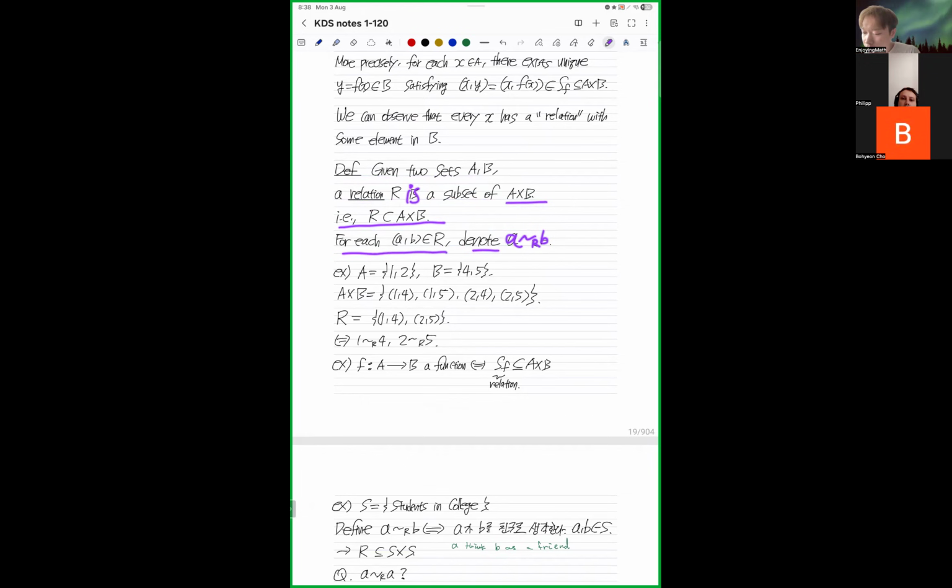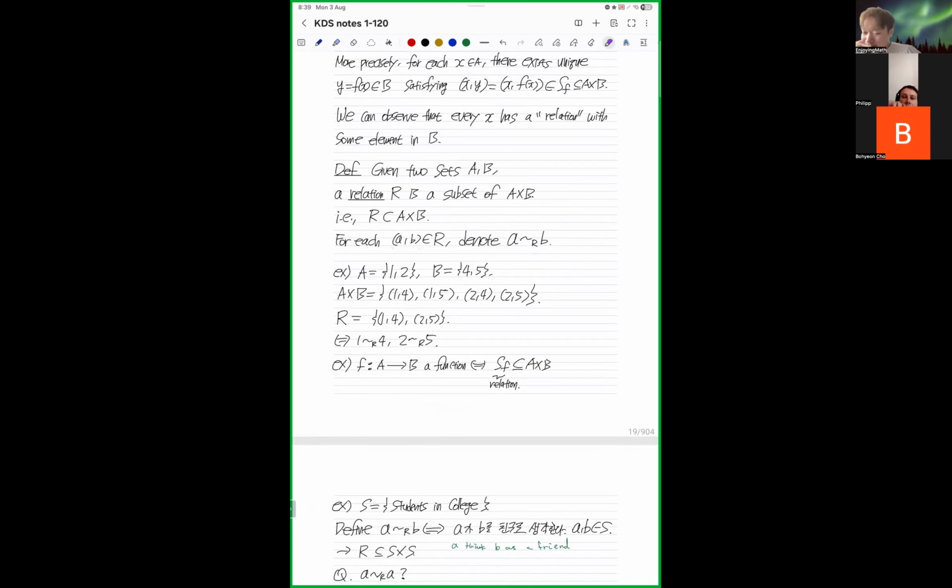And for each tuple in R we use this notation. Maybe I can add that a tuple with two elements is commonly called a pair, because it's only two elements. A tuple can have three or more elements, in general, like triples.